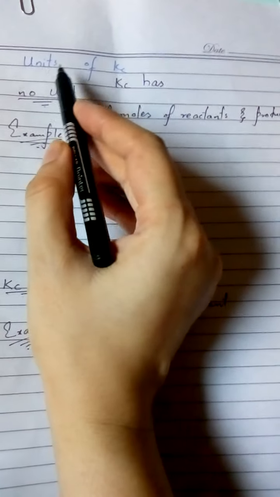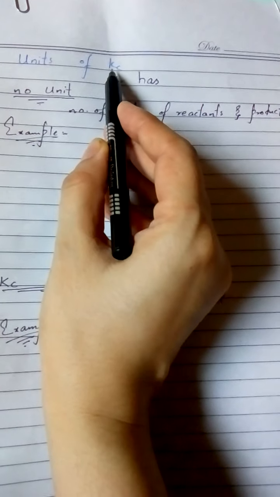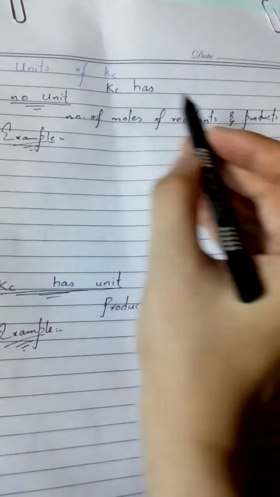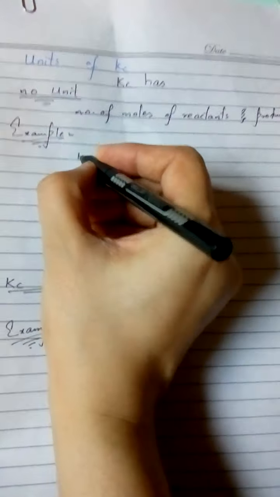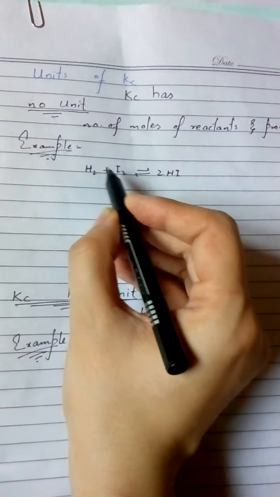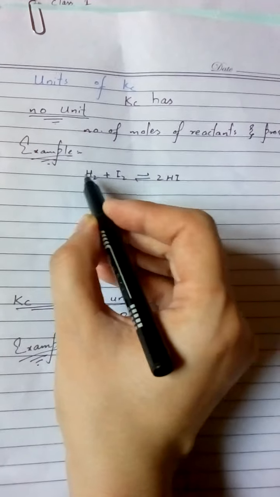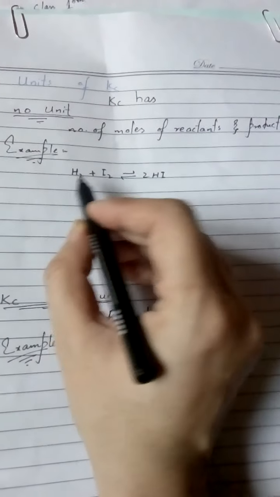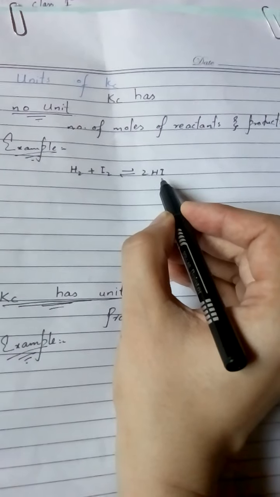Now we will read about units of Kc. Kc has no unit when the number of moles of reactants and products are equal. For example, when H2 reacts with I2, it forms 2HI. Here 1 plus 1, 2 moles of reactants are present. Here 2 moles of products are present in this balanced chemical equation.